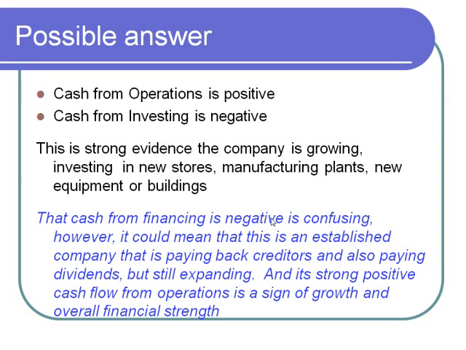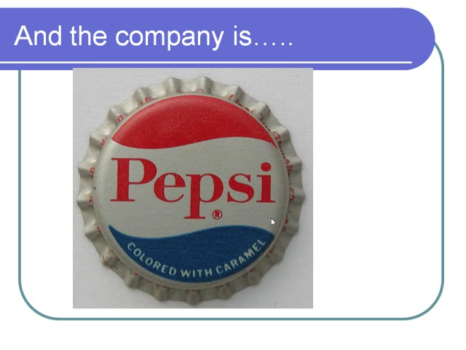And the good news is it's got a strong cash flow position from operations. So that's a sign of overall financial strength, and it's also a sign that the company is in a growth mode. So what company do you think this is? And the company is Pepsi.